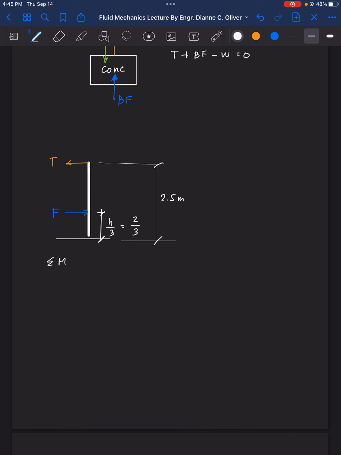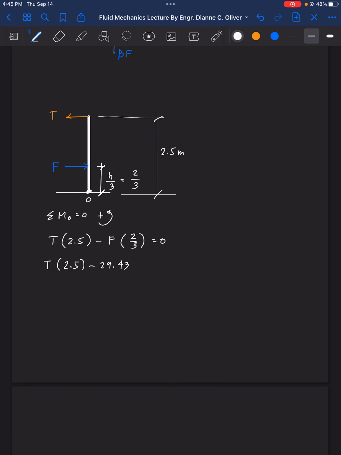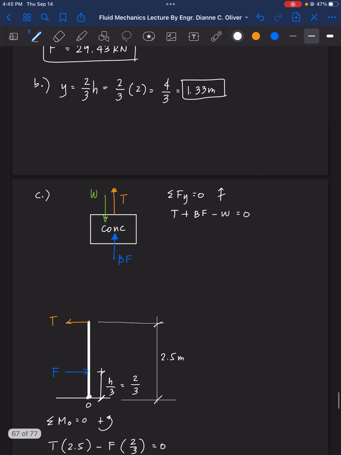Therefore, summation of moment at O, the hinge, is equal to 0, with counterclockwise being positive, so that tension is positive. Distance from the hinge, 2.5 meters, minus F times 2/3 of h. No, just 2/3. So tension times 2.5 minus the force that we got a while ago, 29.43 times 2/3, equals 0. Therefore, tension is equal to 7.85 kilonewton.